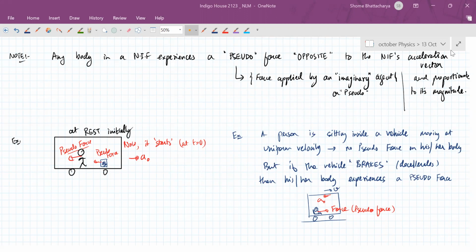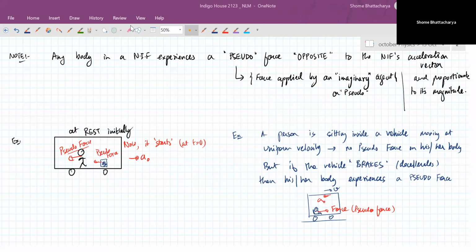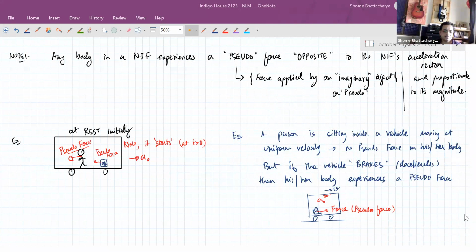The problem really starts to occur when you start analyzing the behavior of the two objects or bodies in the non-inertial frame. Then how do we justify this fact? How do we apply Newton's second law and explain the phenomena from the non-inertial frame point of view? From the ground frame, there's no problem in understanding it.